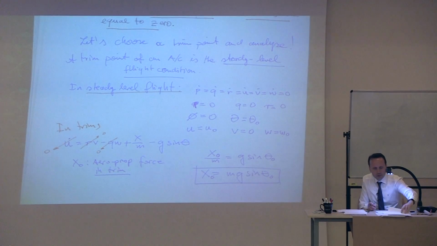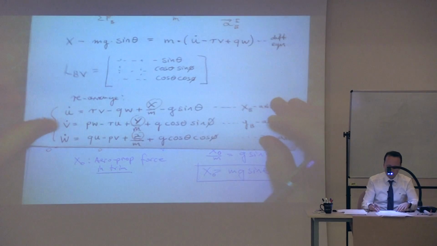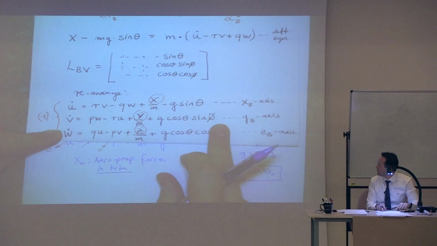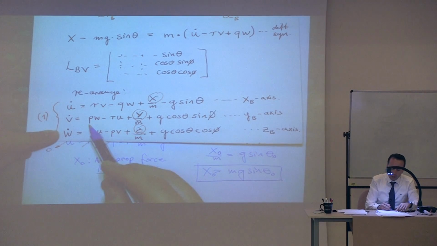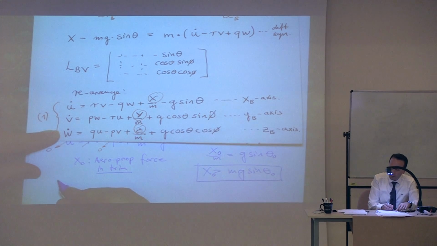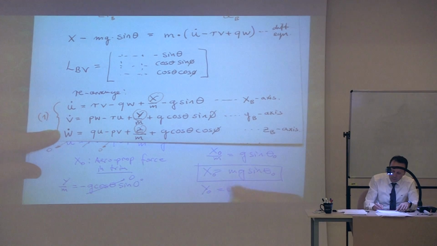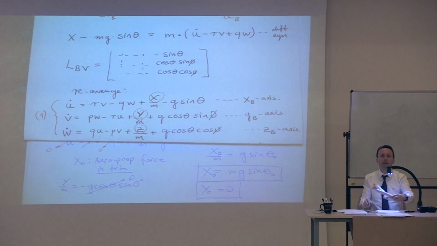Okay, let's look at the second equation. And let's try to be a little faster here. V dot is equal to 0, P 0, R 0. This is not 0, and that is not 0. So what do you have? Y over m minus g cos theta sine phi 0. What is sine 0? Because phi 0 is 0, this is 0. So y0 is equal to 0. So the side force must be equal to 0 in trim, which makes sense.